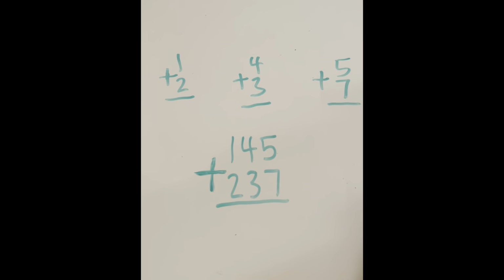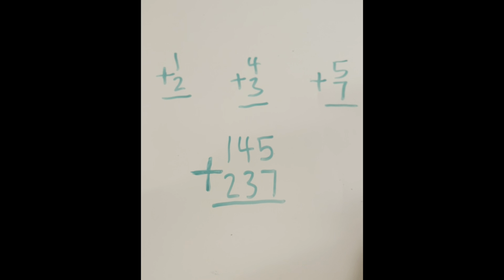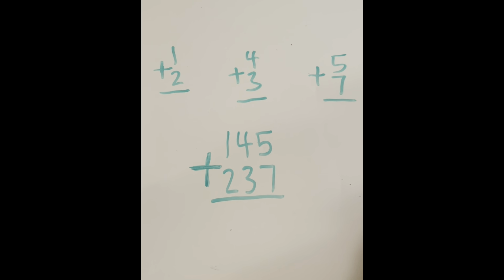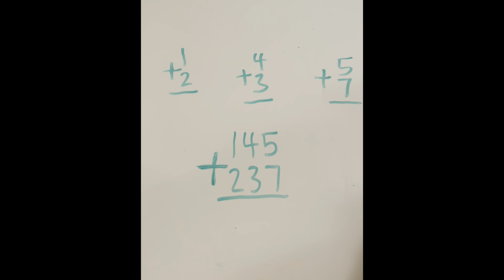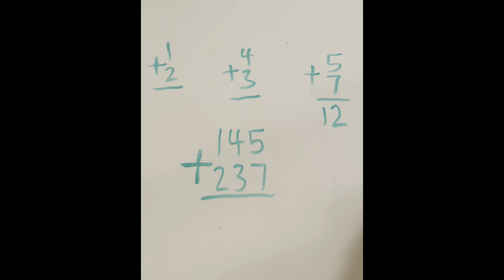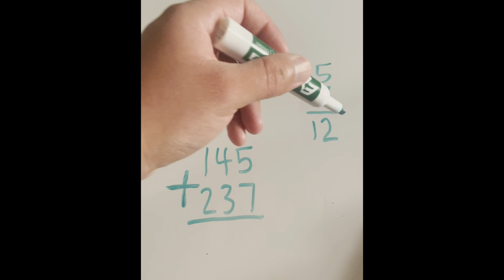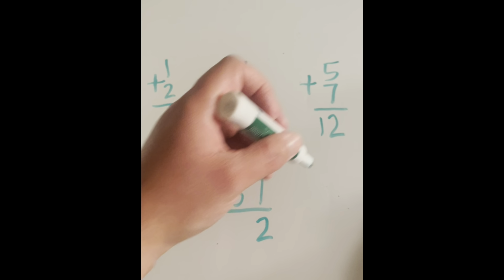So example problem number 6. 145 plus 237. So again, I want you to think of this problem as 3 separate one-digit problems. We always start in the ones place. 5 plus 7 equals 12. And we're only allowed to put one digit in the ones place. So the 2 in the number 12 would go in the ones place, and the 1 would get carried over to the tens place.